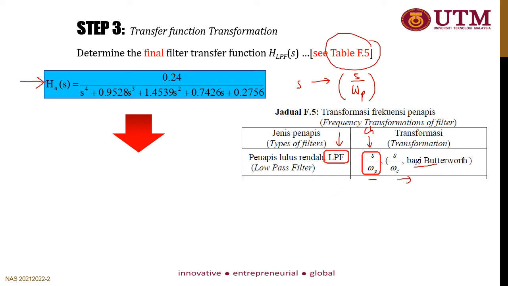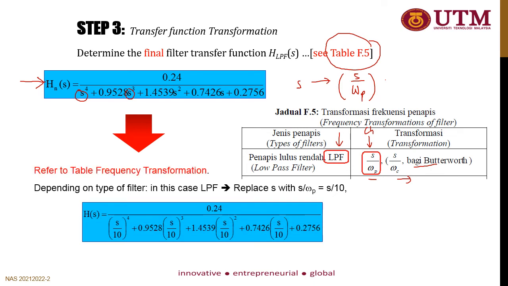So all s in your normalized transfer function need to be replaced by s divided by omega p. In this case your omega p is 10, so you need to replace all s with s divided by 10. So this is your actual or final transfer function.